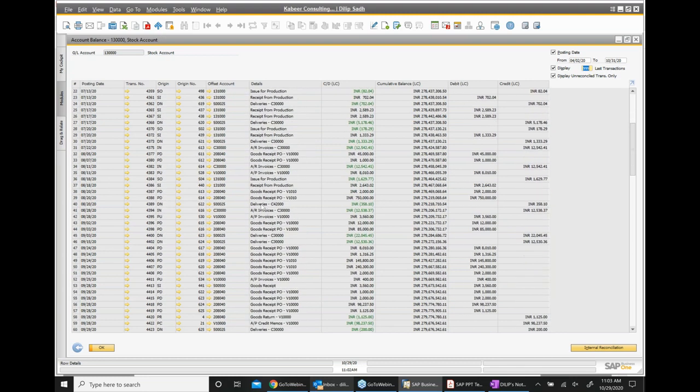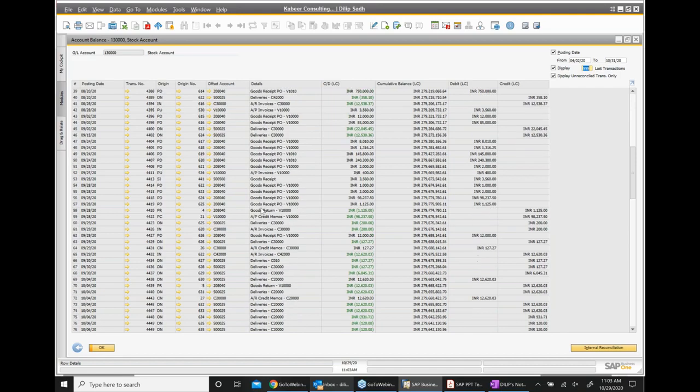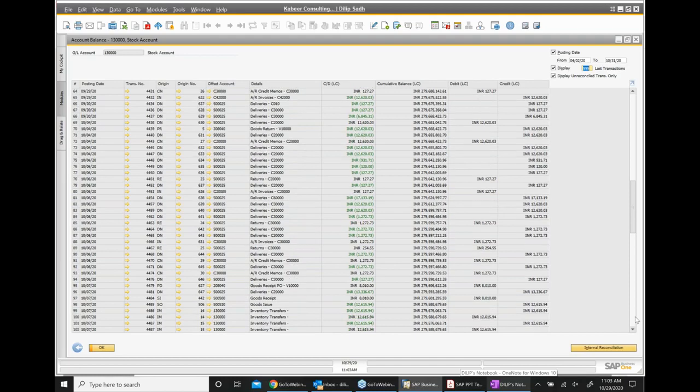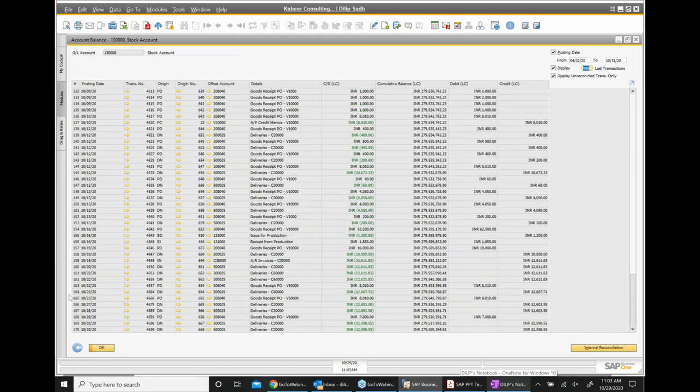Each of the postings you can verify. So when we do the account balance, you can check each of the postings. We see here on 10/28, which was yesterday, we did these 4 entries. For this 170, we created a transaction number. This was a DN. DN means delivery note. This was with reference to this. The offset account was this, and the delivery was created for customer C300.